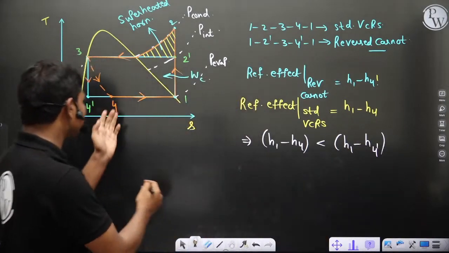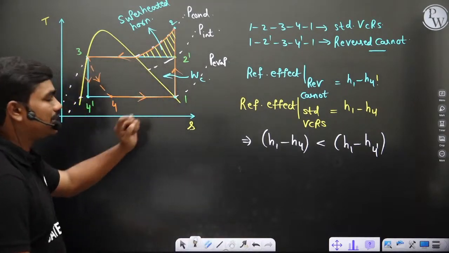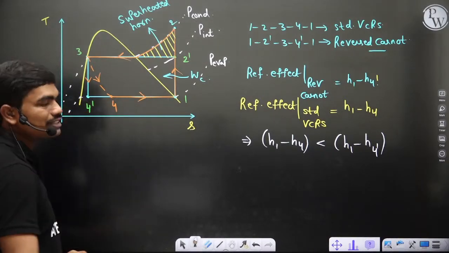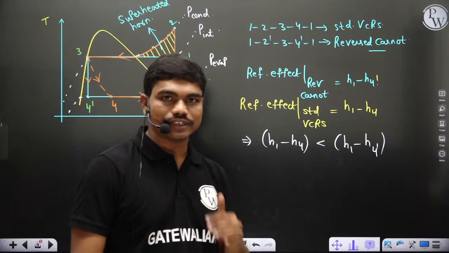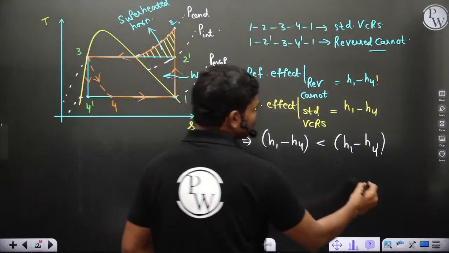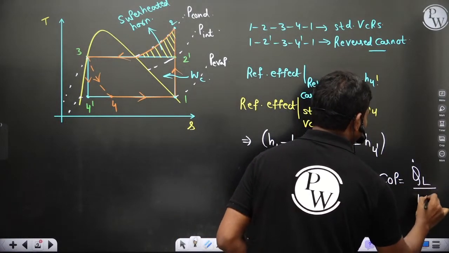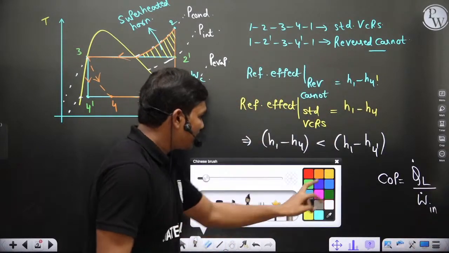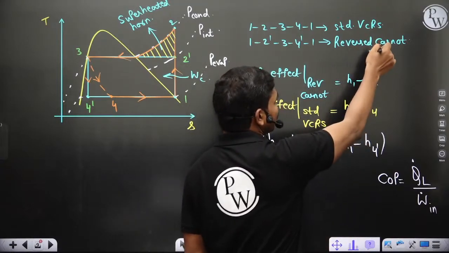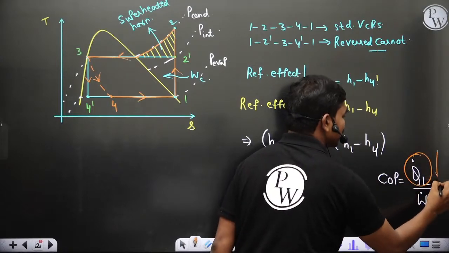Yes or no? Because 4 dash is still to the left of 4. So clearly, from your basic properties of substances, calculation of enthalpies in the wet region, you can understand this difference in enthalpy will definitely be less as compared to this difference in enthalpy. So by converting the reversed Carnot to standard VCRS, your refrigeration effect is getting reduced. So if you observe, COP is equal to Q dot L by W dot in. Clearly this refrigeration effect is dropping. This means by converting this reversed Carnot to standard VCRS, this Q dot L is actually coming down.